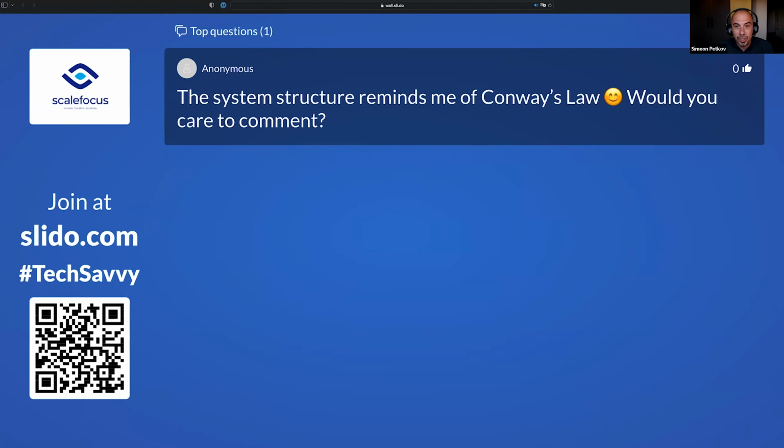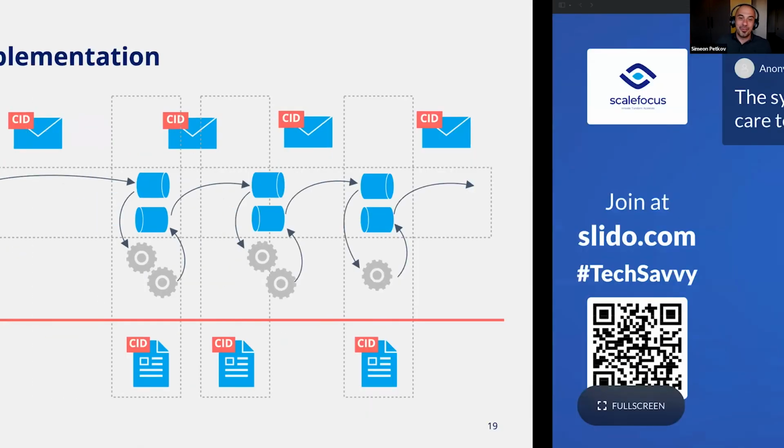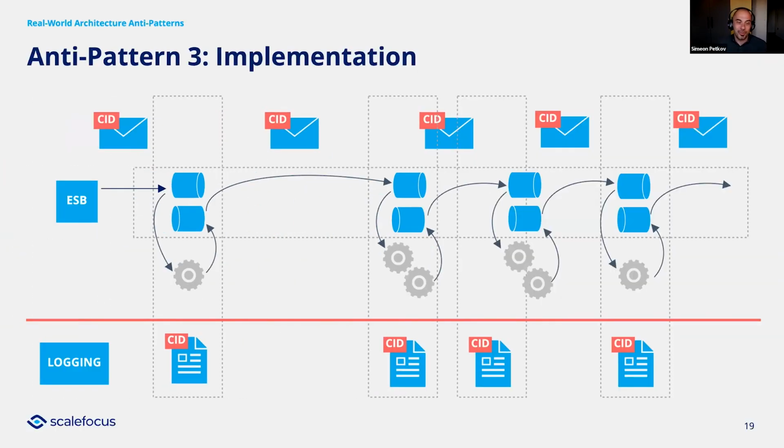The system structure reminds me of Conway's law. Oh, good, Conway's law. Good for the ones that are not familiar with it. It says that whenever an organization builds a software system, the structure of the system that they built will be an exact representation of the communication channels as they exist in reality in the actual organization.